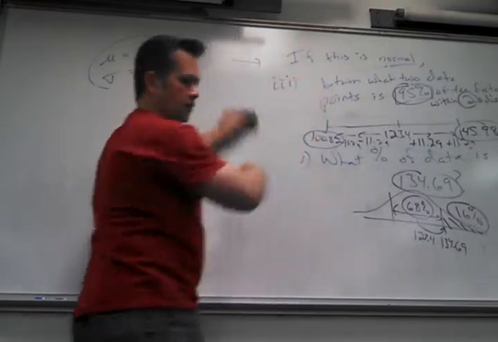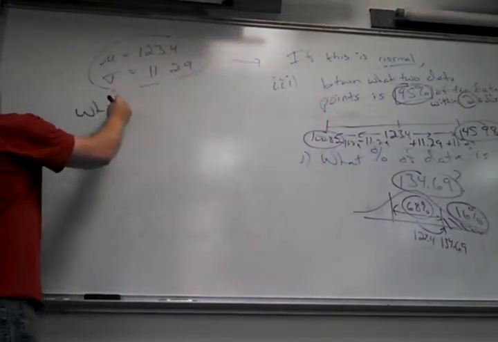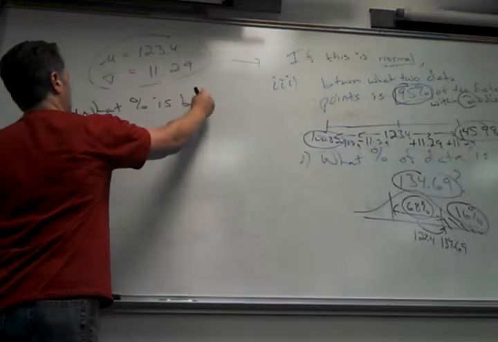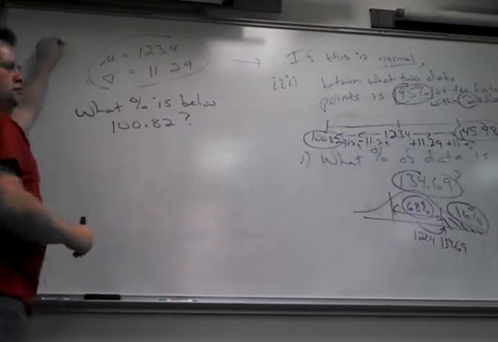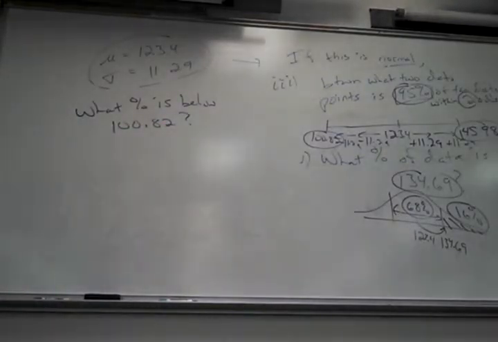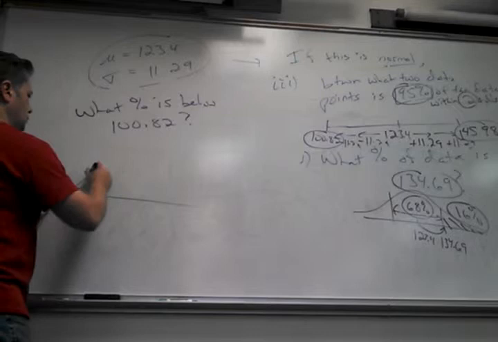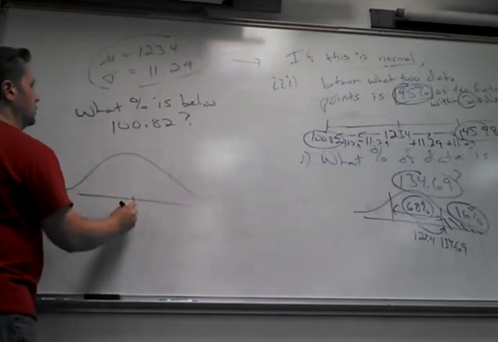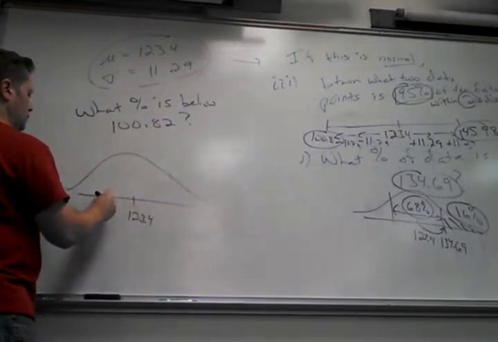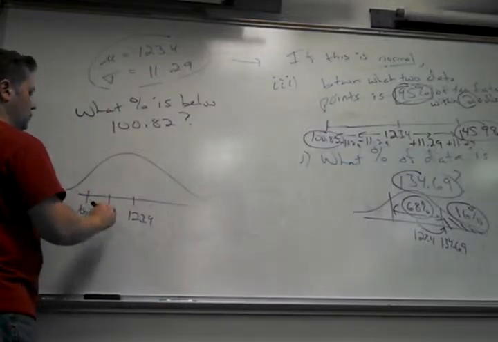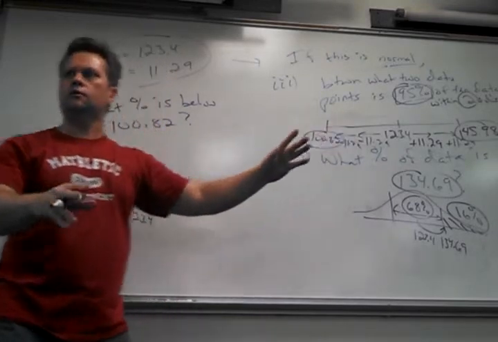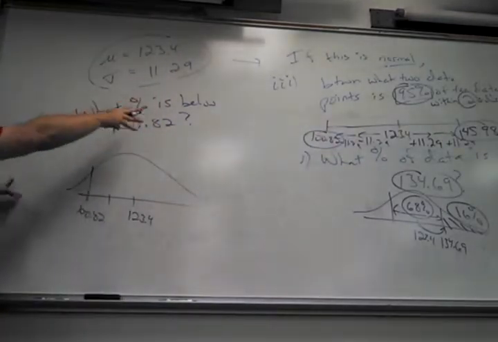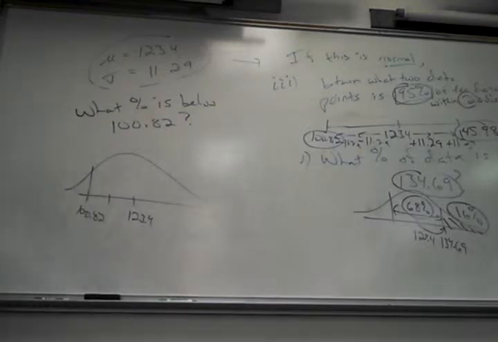So for the same set of data, what percent is below 100.82? I'll use something that we know already. What's special about 100.82? It's 2 steps down. So where's the area that I'm asking for? Down here. I'm asking what percentage of the people would be down here.